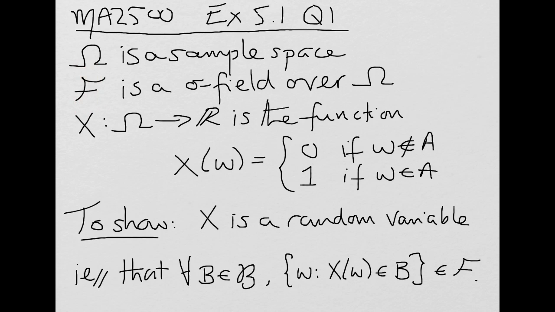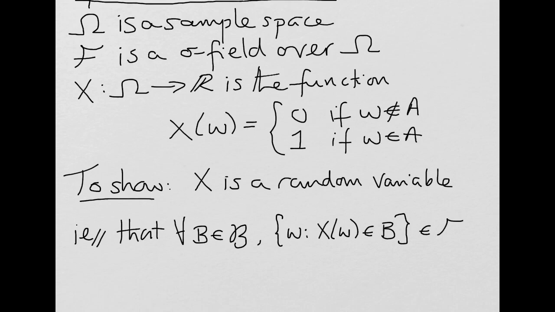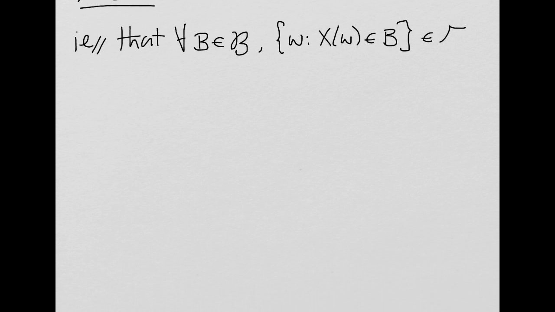And what this means is that we have to show that for every Borel subset of the real line, these events, consisting of all those outcomes that are mapped by X into the set B, is an element of the sigma field over omega. So let's give it a go. Let's start by defining B to be a Borel set. And we have to consider four cases.